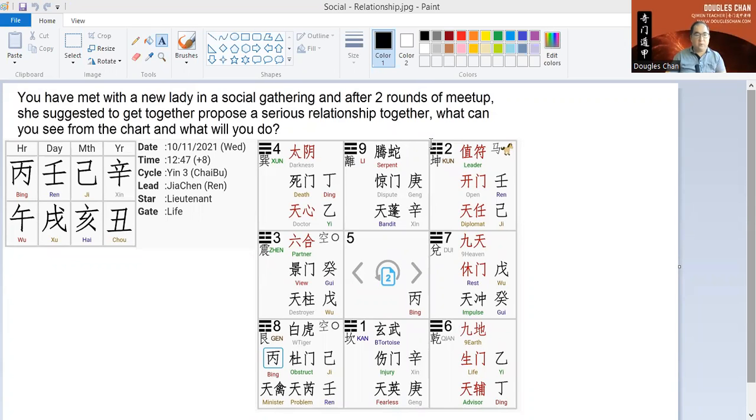Today, we're going to touch base on this particular case study related to a proposal of getting a relationship together. Basing on this question, there's a lady under the social gathering, and after 2 rounds of meetup, she suggested that we propose to get a serious relationship together. So what can you see from the chart and what will you do?